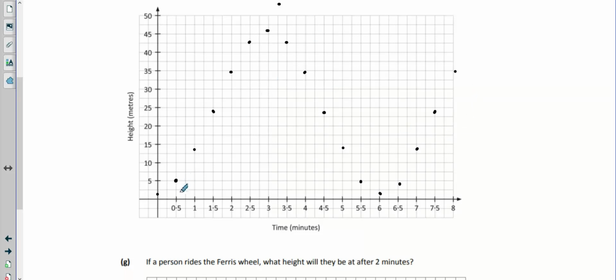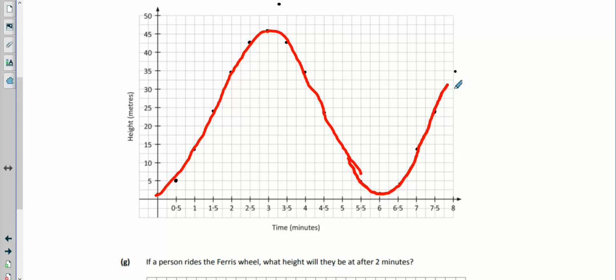Wow. Secondary school, we joined the dots. Oh, that's awful because that's not great. All right, there we go.